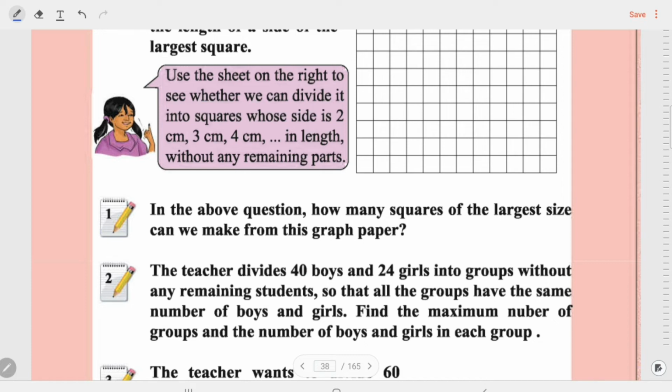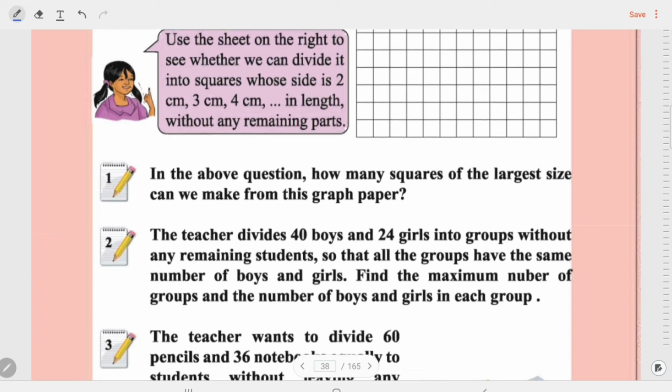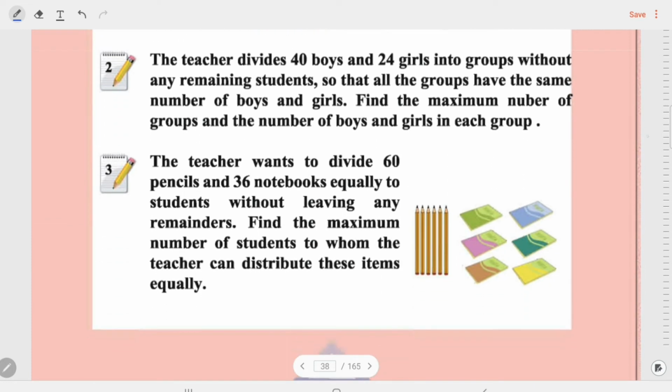Find the maximum number of groups and the number of boys and girls in each group. If you want to find the maximum number of groups, you can make 24 groups as well. Okay, by using only one boy and one girl in each group, you can go up to 24 groups. Okay, anyway, that is not going to be solved by GCF.